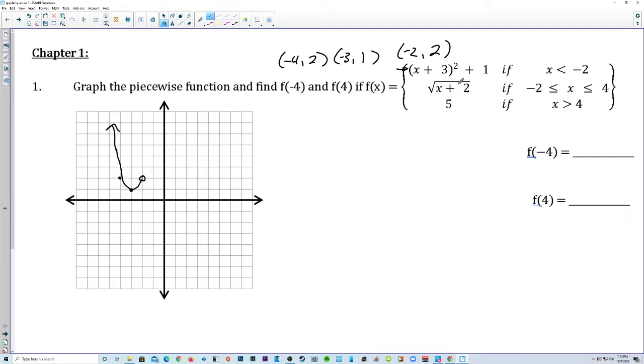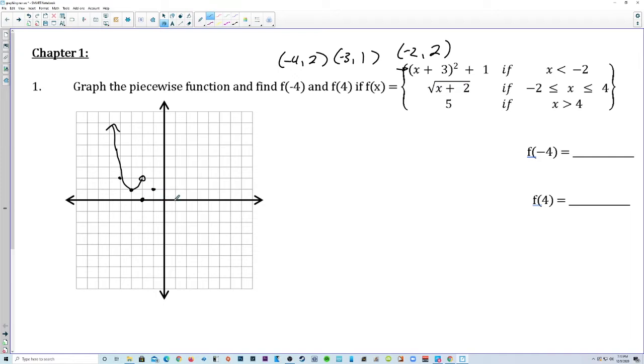Then we have the square root of x plus 2. If we plug in -2, we get 0. So (-2, 0), and we want that to be solid. And now this is a square root function. So the square root of 1 is 1. And you're like, square root of 1? Well, yeah, if you put -1 in here, -1 plus 2 is going to be 1. Square root of 1 is 1.